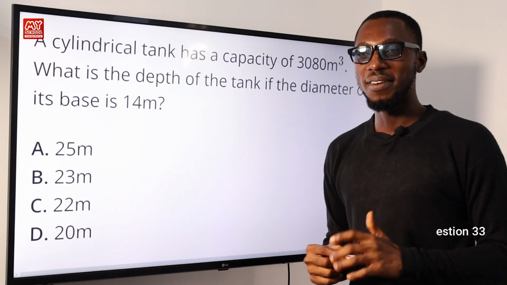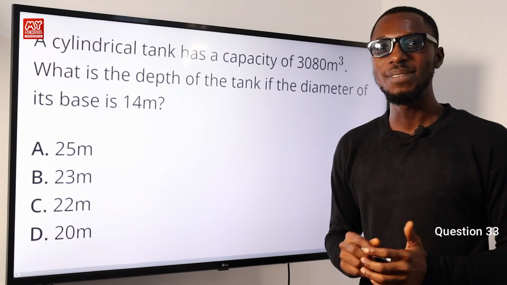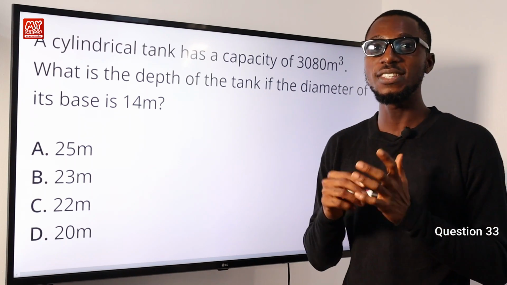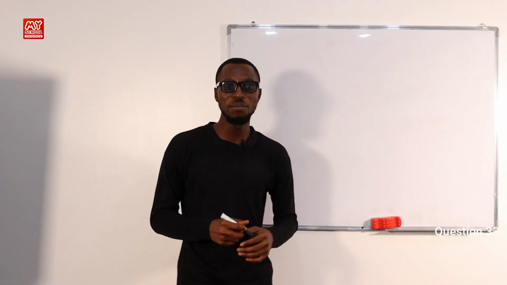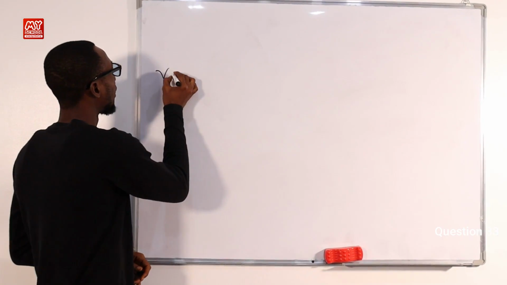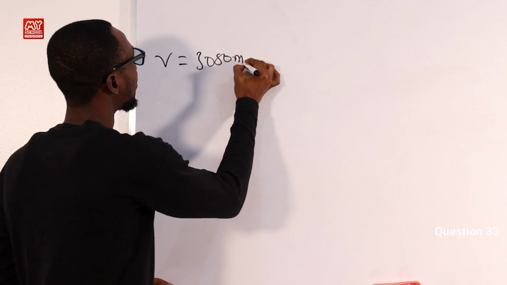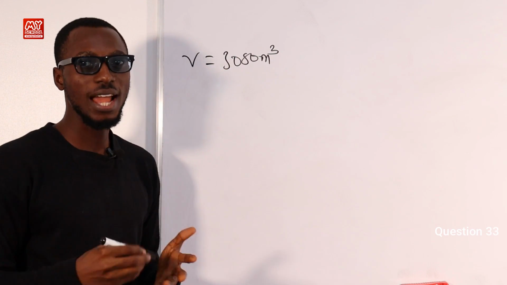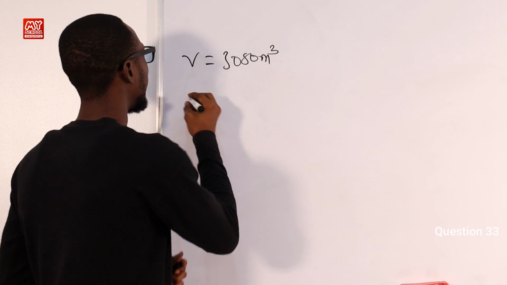Question 33. A cylindrical tank has a capacity of 3080 meters cubed. What is the depth of the tank if the diameter of its base is 14 meters? So we are looking at capacity. Capacity is another word that can be used instead of volume. So we are given volume equals 3080 meters cubed. We are given diameter as 14, and we know that diameter is 2 times the radius. So if diameter is 14, that means the radius is 7.